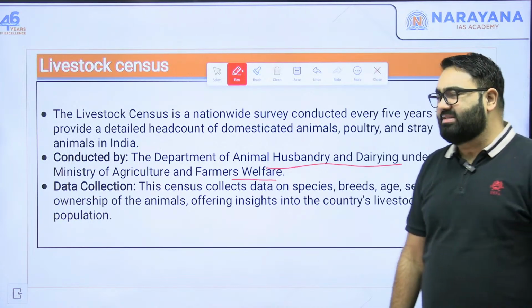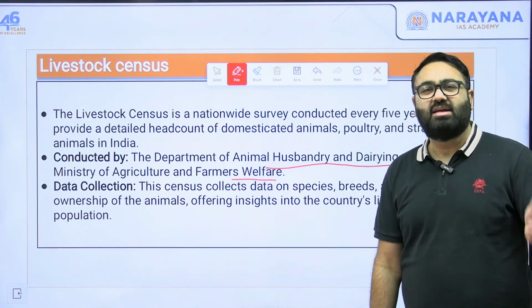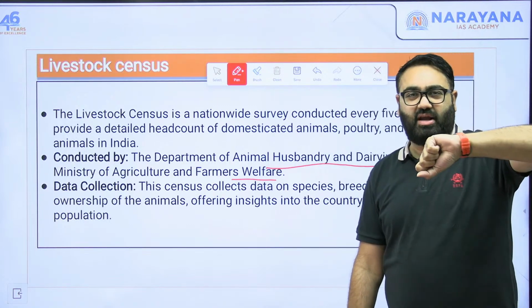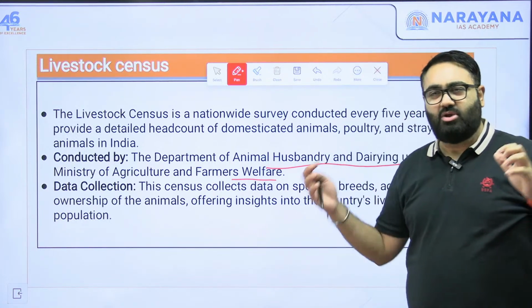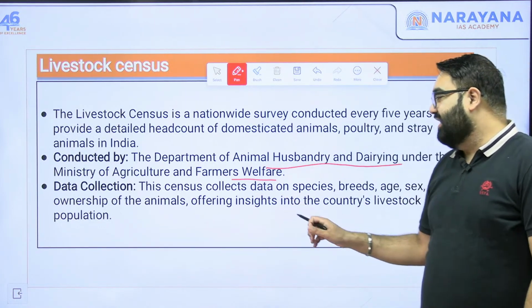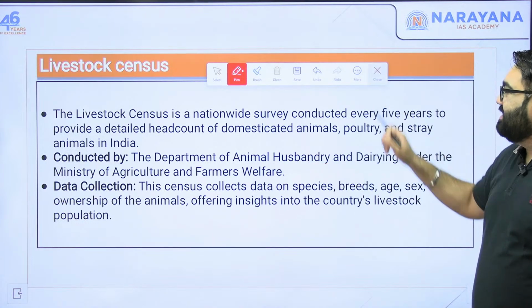And the data basically is on a lot of different varieties like indigenous breeds, exotic breeds, and how many are domesticated, how many of them are being used by farmers for their own livelihood, how many of these are stray. All of this data is collected in this livestock census.